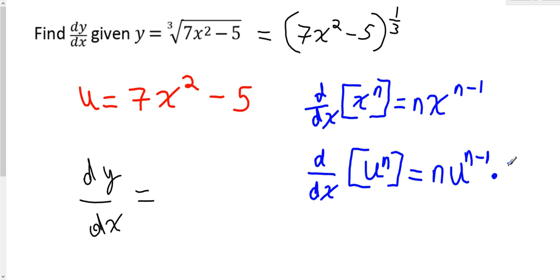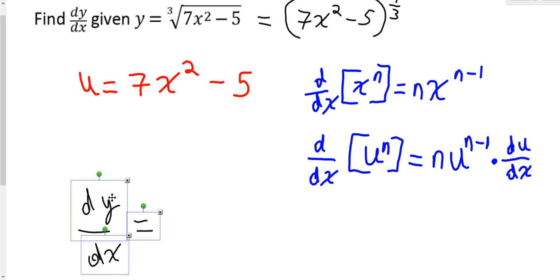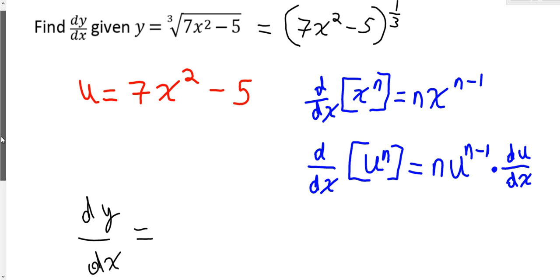So we have to multiply that by du, the derivative of the inside function with respect to x. All right, so in the case of this here, to use this chain rule version of the power rule, which is called the general power rule, what we want to do to find dy/dx then is we've identified n. We've said that n is equal to 1/3, right? So n is equal to 1/3.